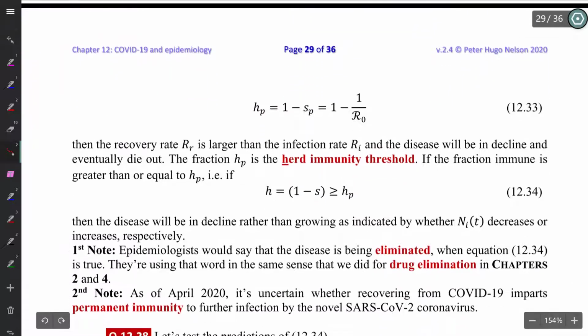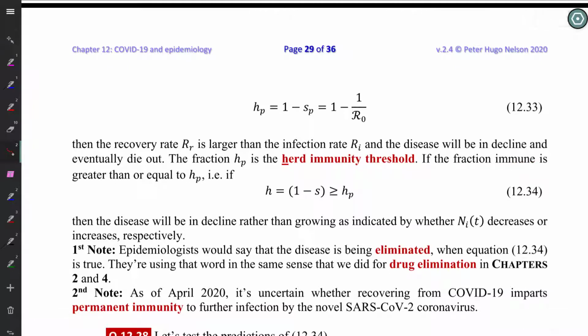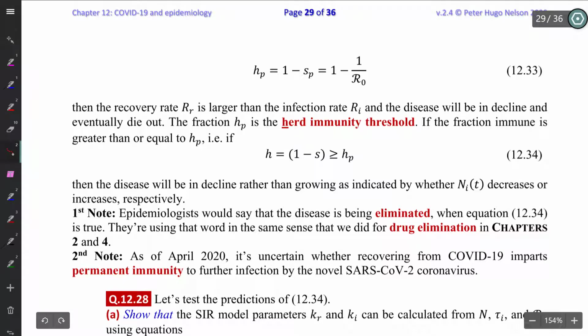And it's the fraction immune, right, the fraction of the population that's immune, and if it's greater than that, then the infection, the disease is going to die out. Now, it might take a while, but it's on its way down. And I have a couple of notes.